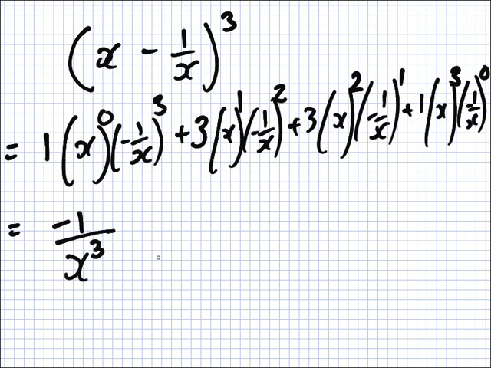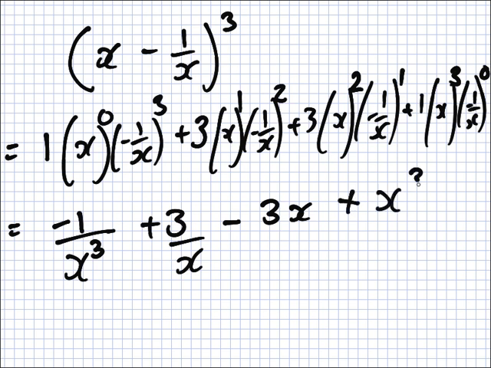x cubed. And then the next one would be plus 3, and this is x over x squared. Over x. Yeah. The next one is minus 3 x squared over x. And then the last one, isn't that 3 over x squared? No, but don't forget the x on the top. Oh yeah. And then the last one is x cubed, plus x cubed.